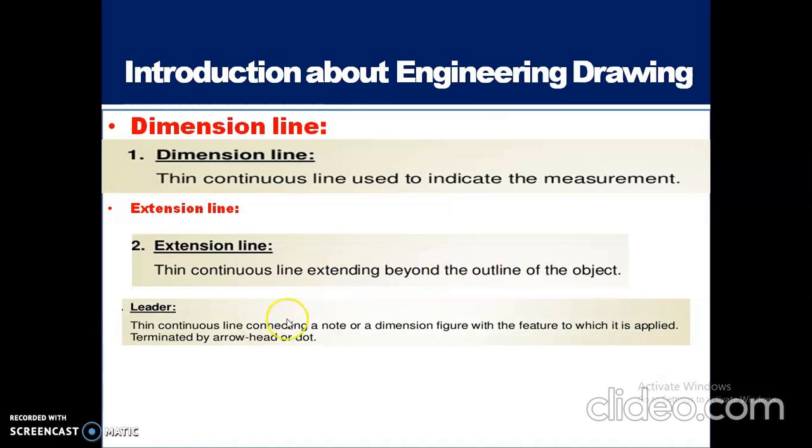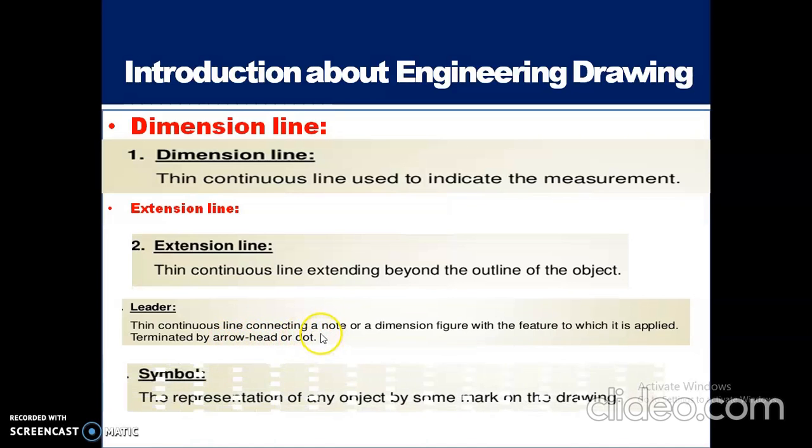And leader line. What is a leader line? A thin continuous line connecting a note or a dimension figure with the feature to which it is applied, terminated by an arrowhead or dot. Sometimes we use an arrowhead, sometimes we use a dot at the end of the leader line. Next, symbol. Representation of any object by some mark on the drawing is called a symbol.